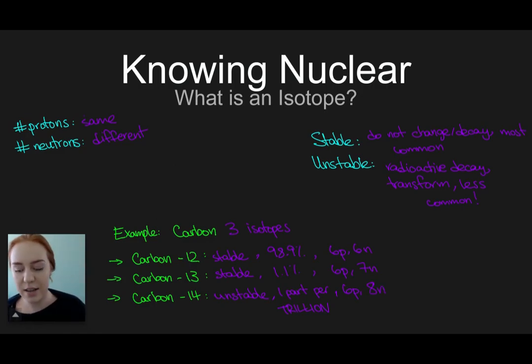Now, you'll notice that all 3 of these have 6 protons, which is what makes them carbon. So now that we have a little bit better of an understanding about isotopes, we can use this to further our understanding of all things nuclear.